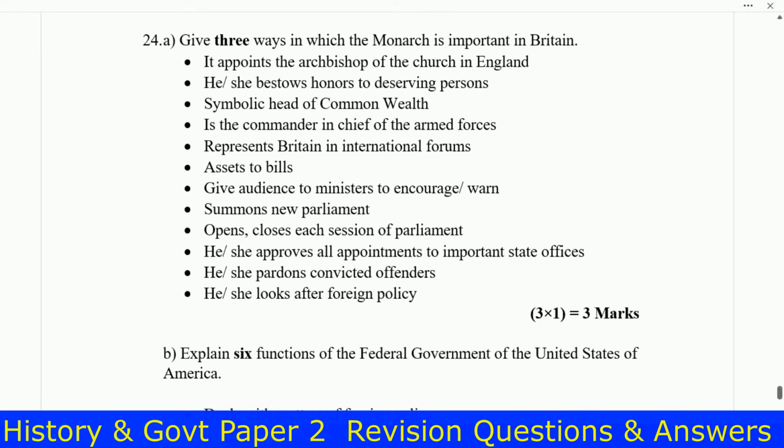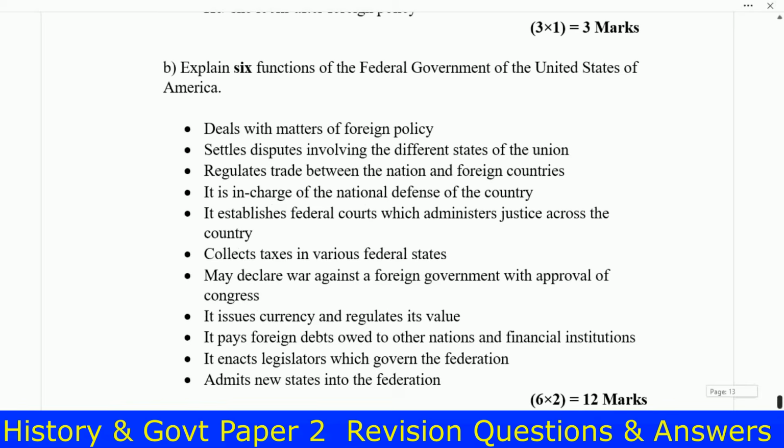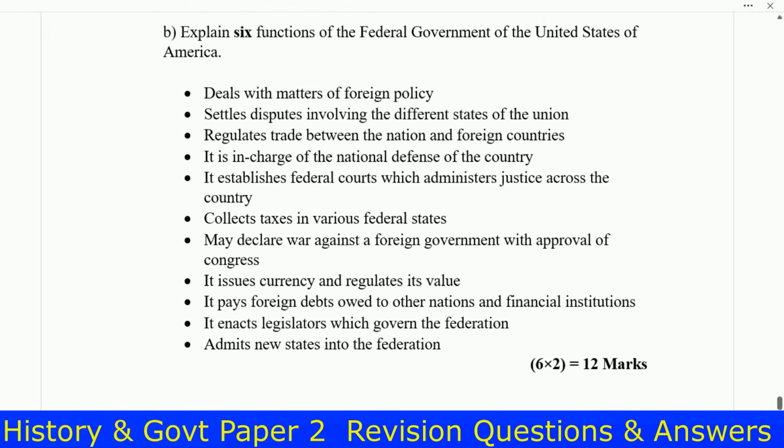We go to number 24b. This is the last one. Explain 6 functions of the federal government of the United States of America. Functions of the federal government of the United States of America. This also is very common. They keep on repeating. Number 1, deals with matters of foreign policy. Number 2, settles disputes involving different states of the union.